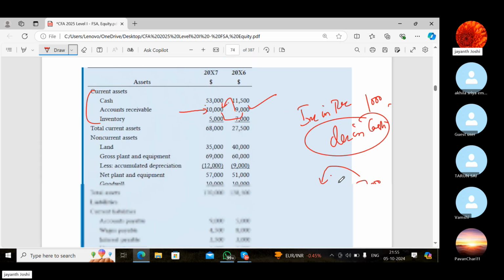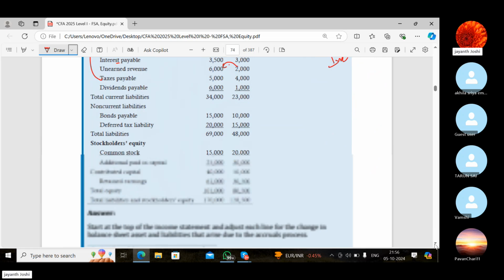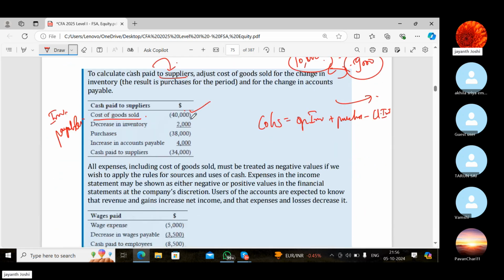So I will go here and see my inventory. My inventory has decreased from 7 to 5. Decrease in inventory is nothing but I have sold 2000 worth of inventory, that is an increase in cash. So increase in cash is 2000, I need to add. I added, and COGS is a negative figure. So once I do this, my purchases are 38,000.